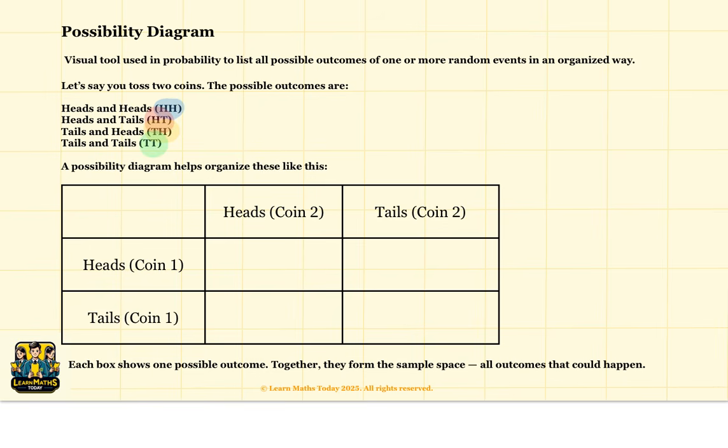We can organize these outcomes using our possibility diagram. We write one coin's results across the top and another coin's results down the side. Then we fill in the boxes to show all the combinations. Each box in the diagram shows one possible outcome. Together, they show all the outcomes that can happen, that is the sample space. This diagram makes it easy to count how many outcomes there are, check if the events are equally likely, and also calculate probabilities.